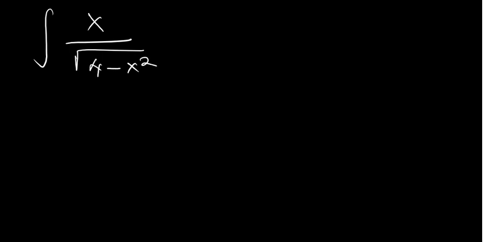Okay, so we're advancing. Let's look at question 12. This should be question 12. So integral of x over root of 4 minus x squared. How do you answer this one? How do you answer it?